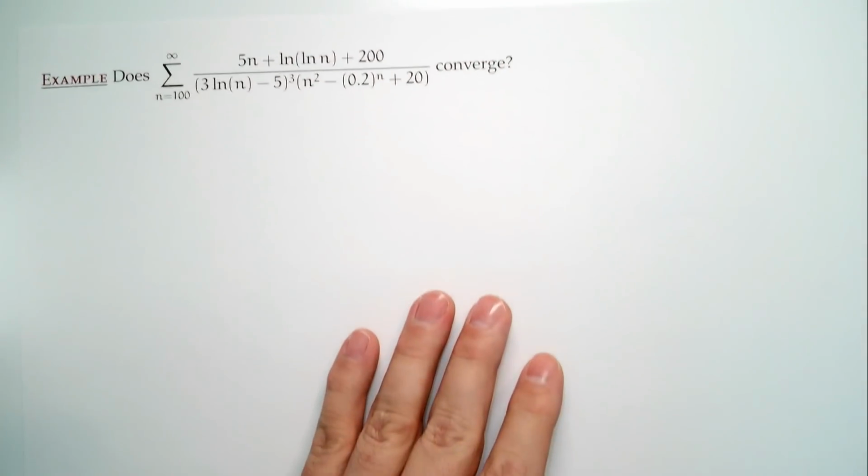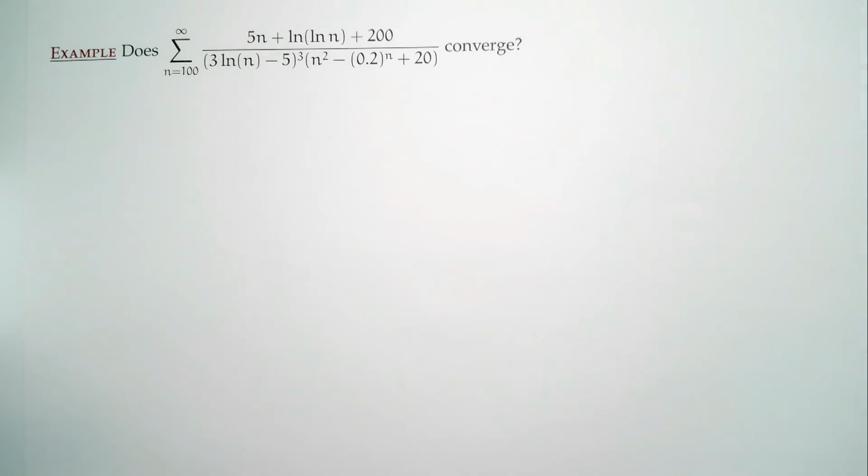Well, let's try another one. Example. Does the sum from 100 to infinity of (5n plus log n plus 200) over ((3 log n minus 5) cubed times (n squared minus 0.2 to the n plus 200)) converge? Oh, wow, okay. What a question. All right, now, what do we do?